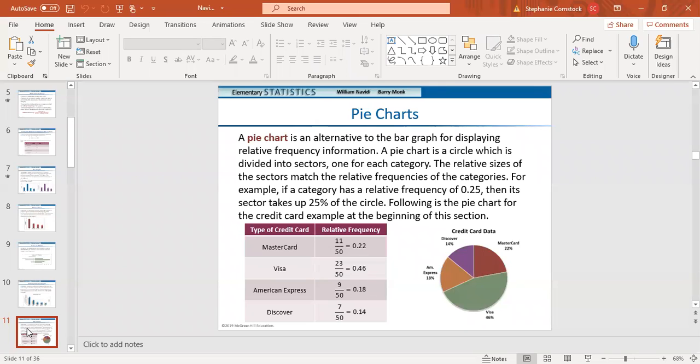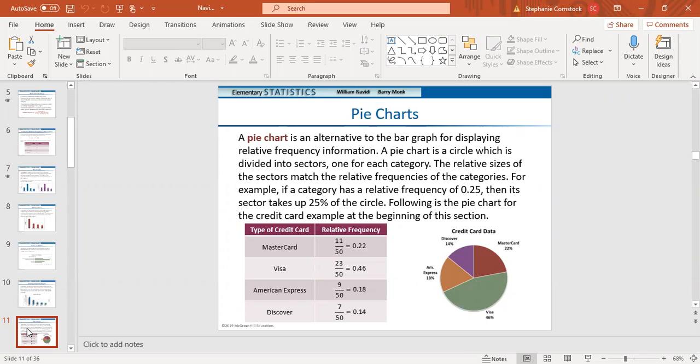So the last type of chart that we're going to talk about here is what is called a pie chart. And for our pie chart, the entire circle is 100%. So usually we use relative frequencies for this. And so if you have a relative frequency of 0.25 or a quarter, then a quarter of the circle is going to be taken up with that category.